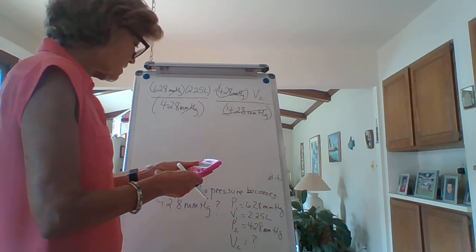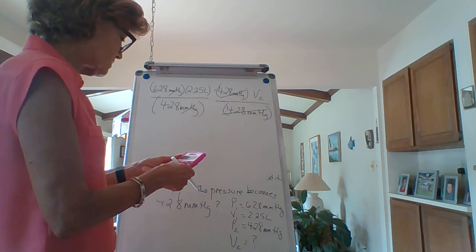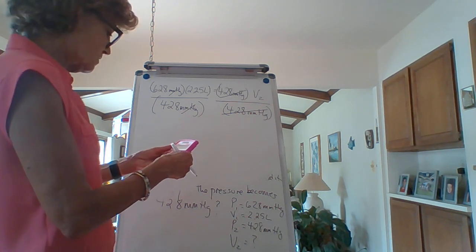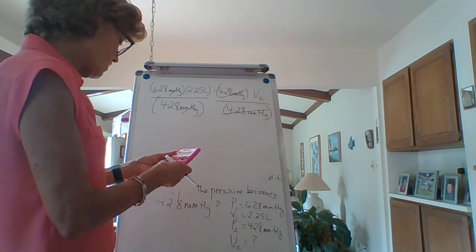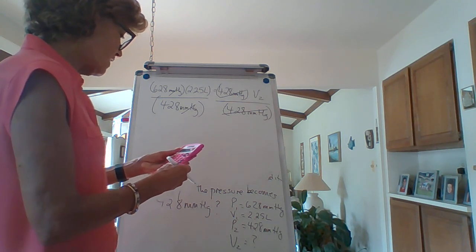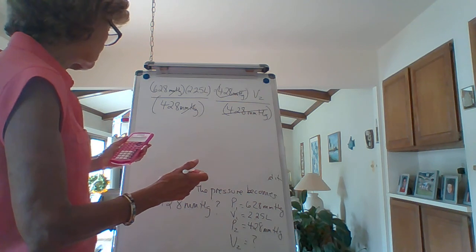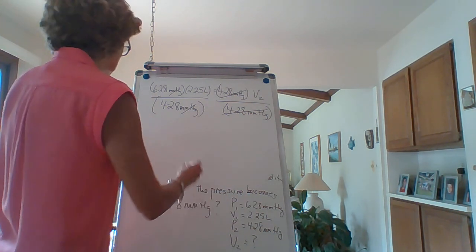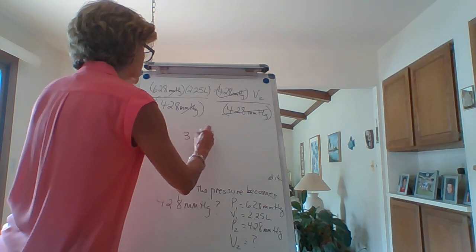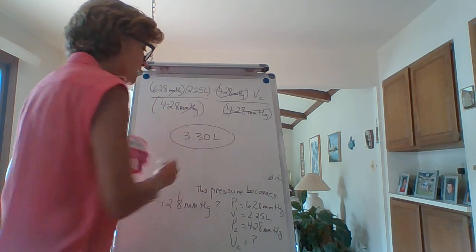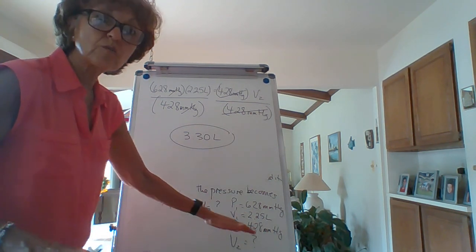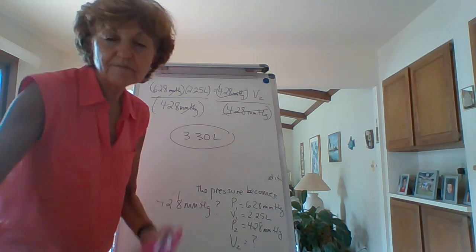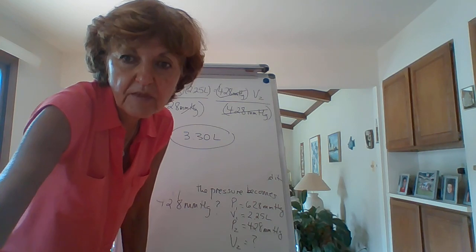All right, 628 times 2.25 divided by 428, and you get 3.30. I'm going to go with 3 sig figs because this is 3 sig figs, 3.30 liters. And it's exactly what we expected. The pressure went down, the volume went up. Okay, good. We'll do some more in the next video.